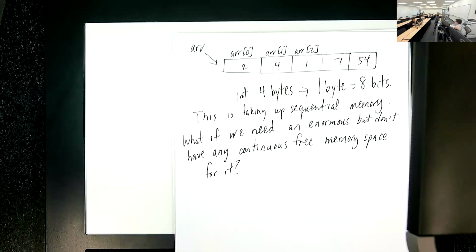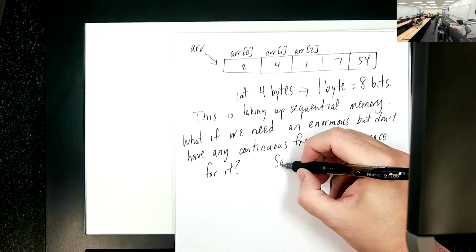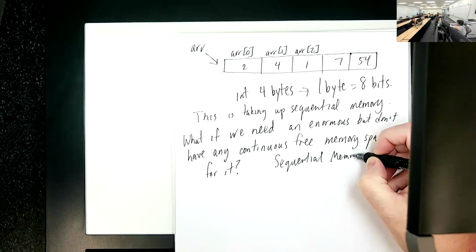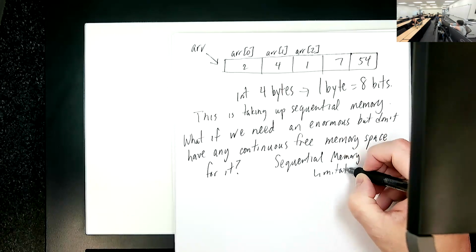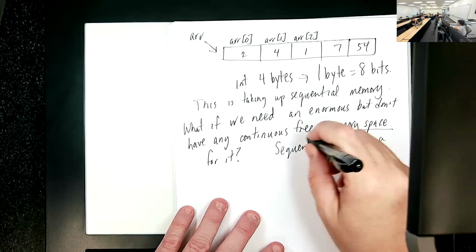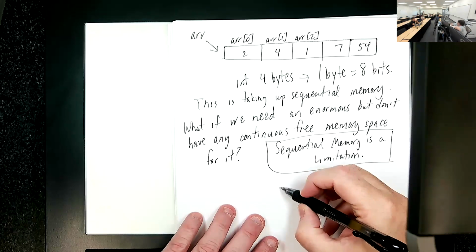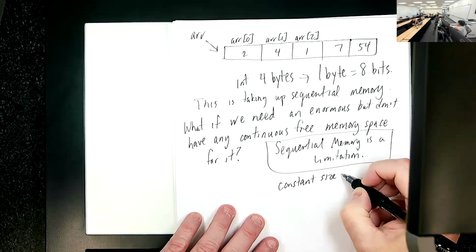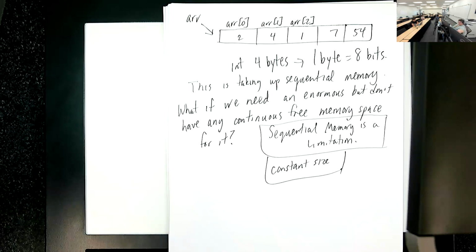So this is another limitation of arrays. Sequential memory is a limitation. We had the need for a constant size. That was another limitation. What else we got going on here?